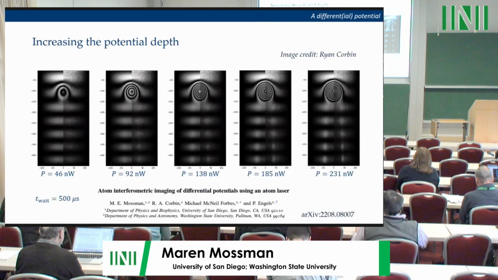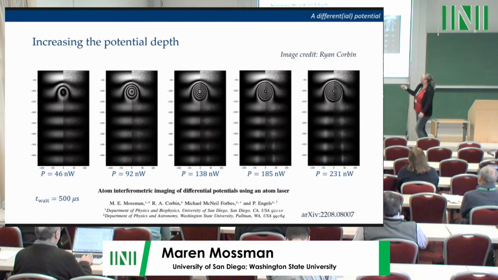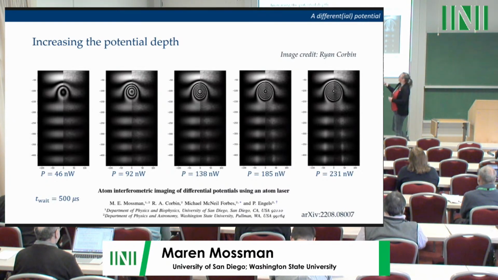So on the right of each of these panels is our experimental data. These have been averaged over 30 images. So you see that the reproducibility of these rings is pretty good. On the left is our theory. So this is another way that we're able to fit or re-engineer our optical potential by using these types of atom laser experiments.